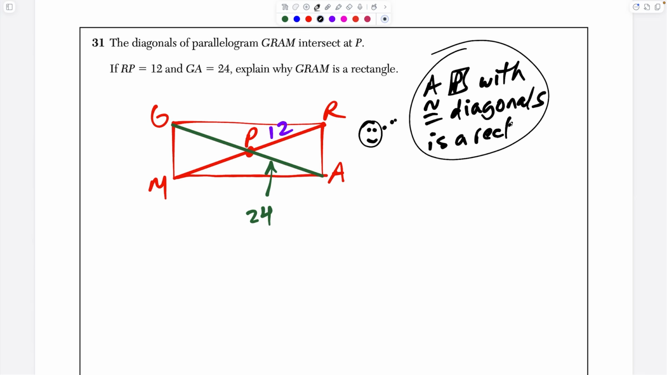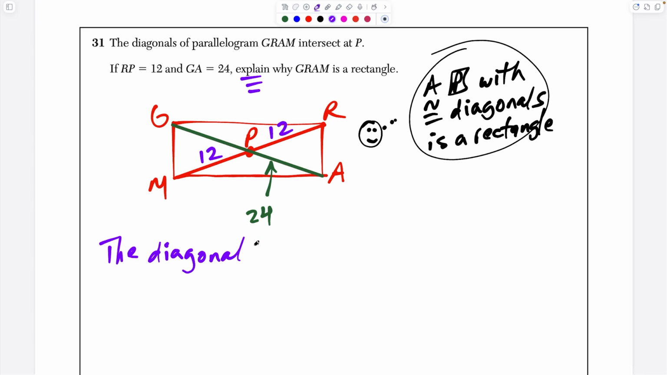And it's very important that they started us off by saying that this is a parallelogram, because this reasoning only works if we're going from parallelogram to rectangle. Now, some other important idea is the diagonals of a parallelogram bisect each other. So that would tell us that MP, this segment over here, is also 12 units long. So just to explain, I would say the diagonals of a parallelogram bisect each other.